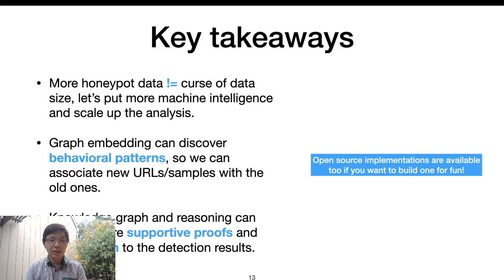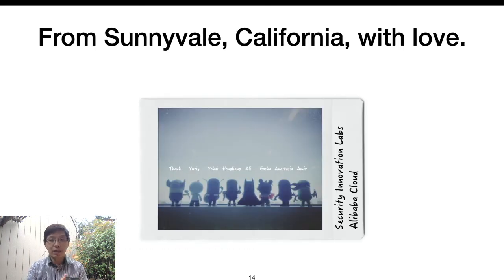The most important point is that while the full system is deployed in Alibaba Cloud to protect our customers, each algorithm can find its equivalent in open source. So all the open source implementations are valuable if you want to build one for yourself and have some fun with it. And last, but not least, Security Innovation Labs from Sunnyvale, California in Alibaba Cloud.